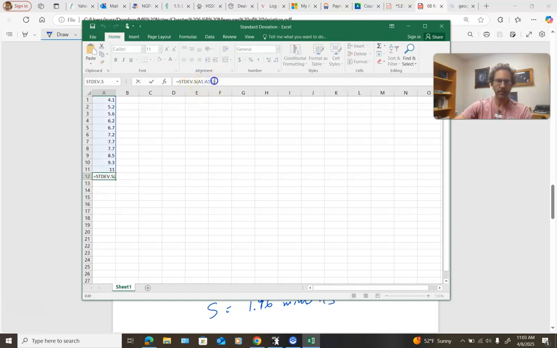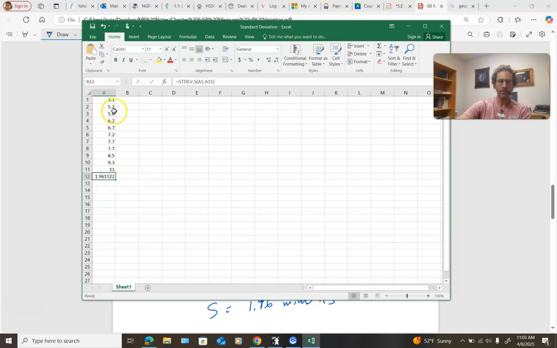You could also manually type this in up here if you want to. You just do standard deviation.s, you open parentheses, and it's telling you right here your first number, so you type that cell in, which is A1, and then you put colon, and then your last number, which is in this cell, A11. Close those parentheses, and you can see it highlights this whole column. And then when you hit enter, it'll calculate that.